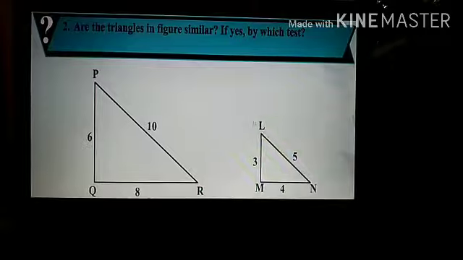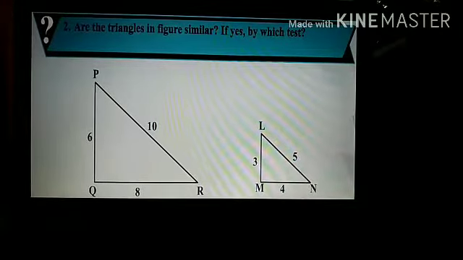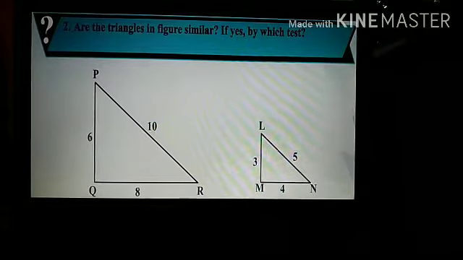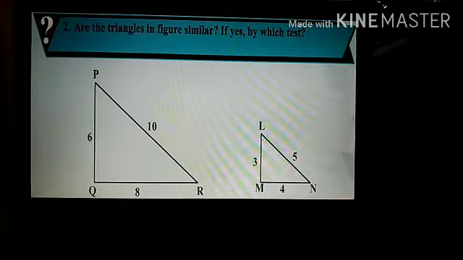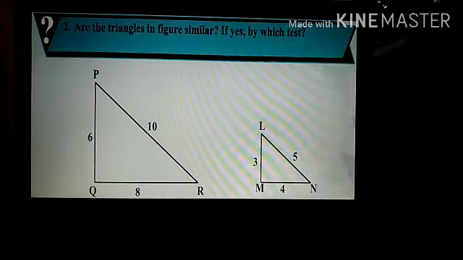In triangle LMN, we have LM as 3 units, MN as 4 units and LN as 5 units. So, by observing the figure, we can see the given information is only about the sides. As only the sides have been given, the test which comes to our mind is the SSS test of similarity. So, let us take the ratio of the sides of the triangle.